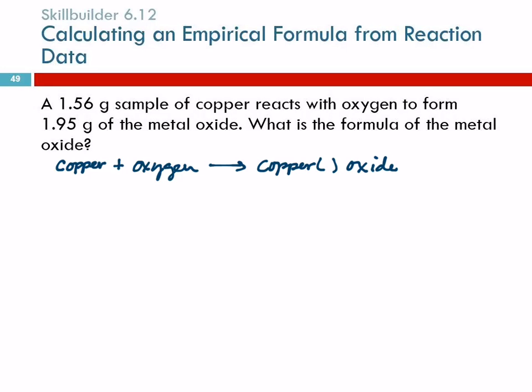Well, they're giving us the mass of the copper. So I've got 1.95 grams of copper, and this is the mass of the product, the metal oxide. So that's what's being made, 1.95 grams of that. Maybe you're not awake. Maybe I'm not awake. That's wrong. I can't read. 1.56 grams of copper.